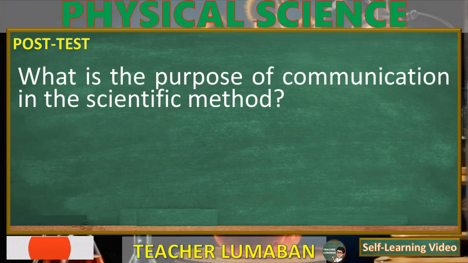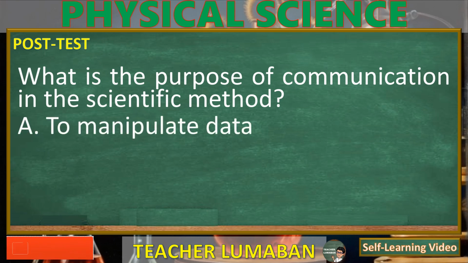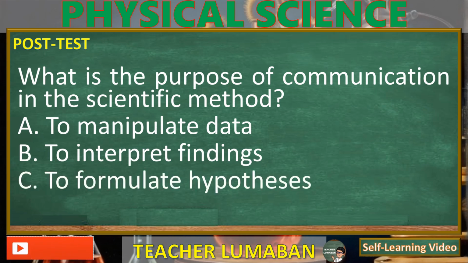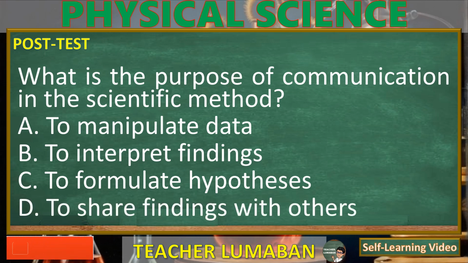What is the purpose of communication in the scientific method? A. To manipulate data. B. To interpret findings. C. To formulate hypotheses. D. To share findings with others.